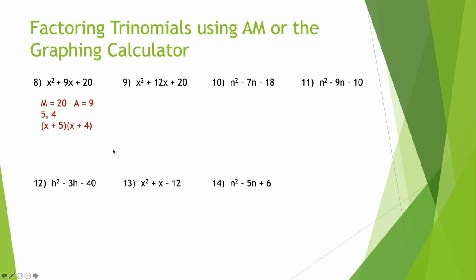So let me write them as binomials and then do a quick mental check back, because you always want to check back. So x times x is x squared, x times 4 is 4x, 5 times x is 5x, 4x's and 5x's do add up to 9x's, and 5 times 4 is 20. So I have the correct answer.